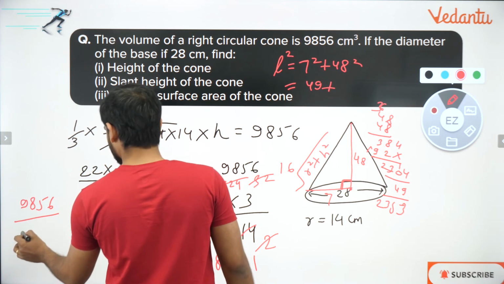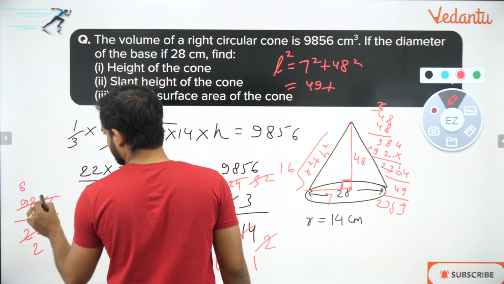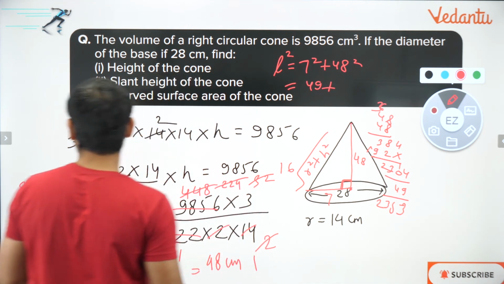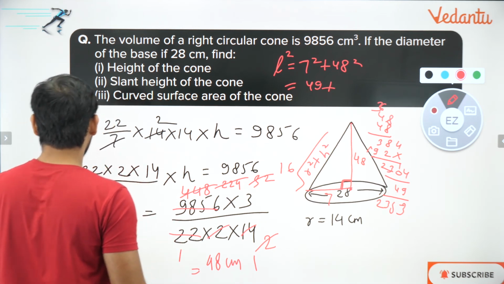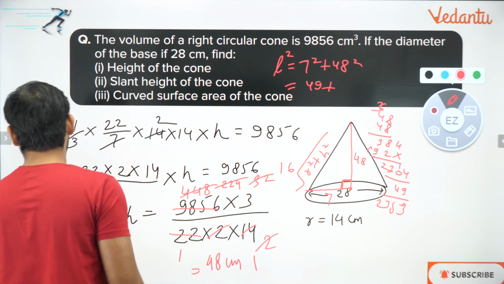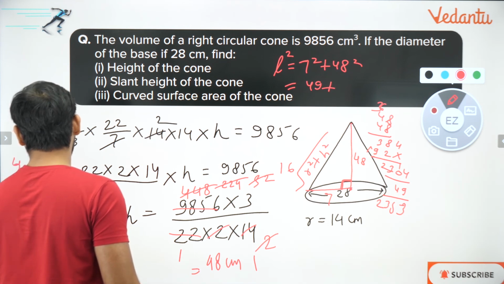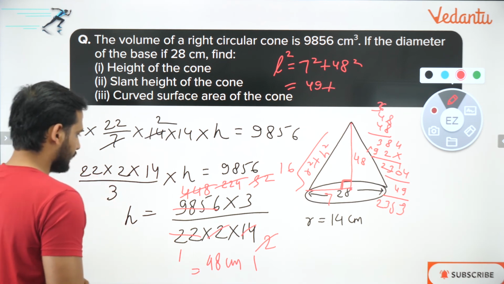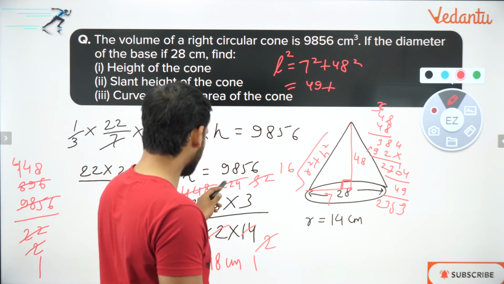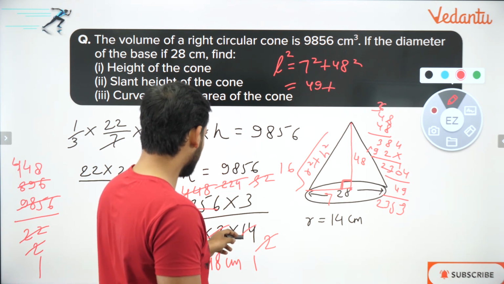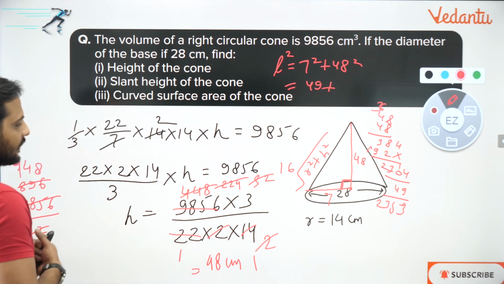9856 upon 22. So I will say chalo, 11 8s are 88. Okay, 11 8s are 88 is there. So 10 remainder. So 11 9s are 99. Okay, so 1 and 6. So 11 6s are 96. You will be getting 448, which is correct. Then divided by 2, 224 is also there. Then divided by 7, 7 3s are 21, and 7 32s are 224. So 16 into 3 is 48 centimeter only. Height is correct, this is correct.